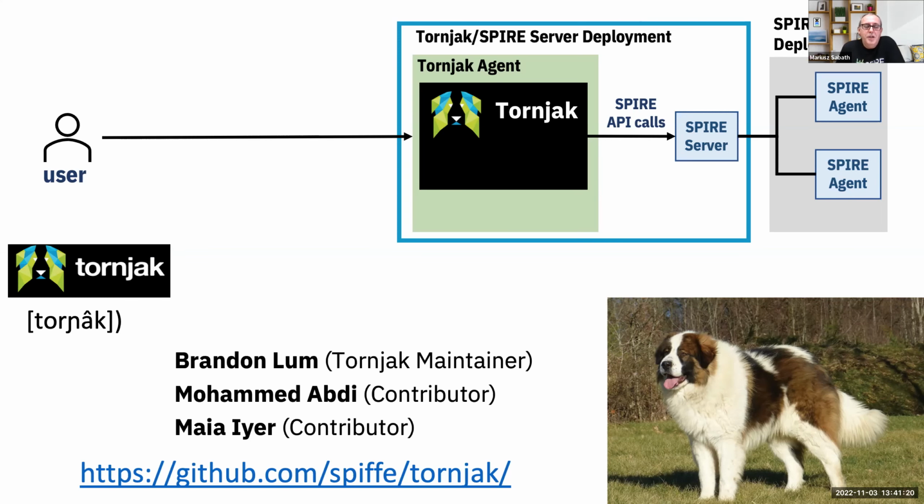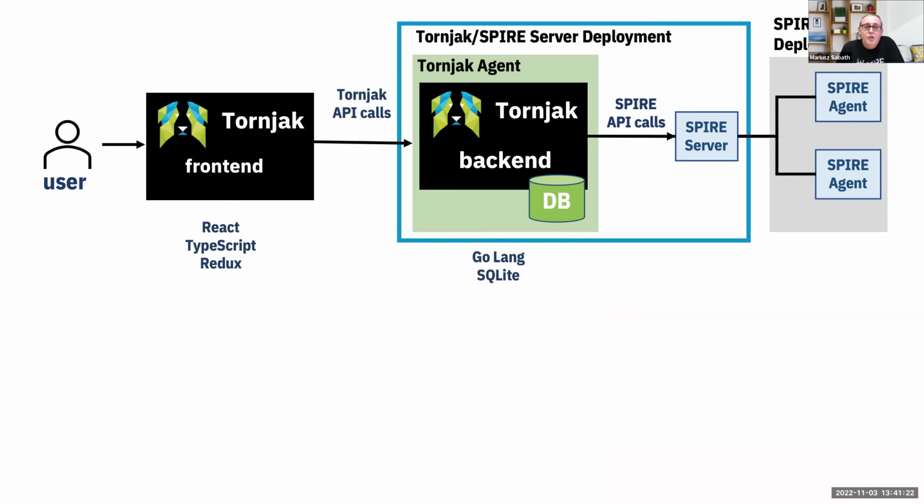So let's take a closer look at Tornjak. Tornjak is actually composed of two main components. There's a Tornjak front end, that's a React application with TypeScript and Redux for state management, all running in a browser. This application organizes and displays metadata and the SPIRE information to a single user. Additionally, it translates the user input into Tornjak API calls. Then they are passed back to the backend.